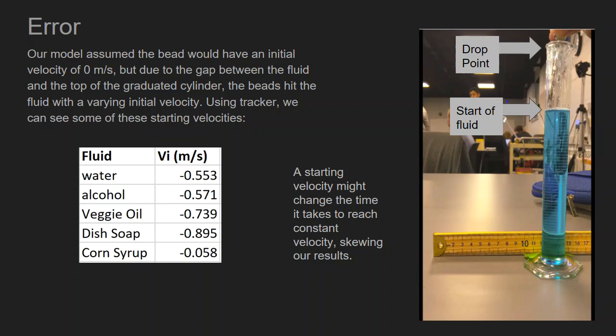Our model also assumed the bead would have an initial velocity of 0 meters per second, but due to the gap between the fluid and the top of the graduated cylinder, the beads hit the fluid with a varying initial velocity. Using Tracker, we can see some of these starting velocities. A starting velocity might change the time it takes to reach constant velocity, skewing our results.